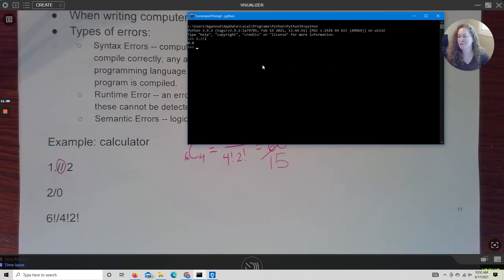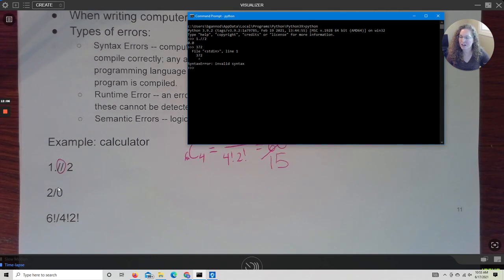Let's see what happens. Let me show you what a syntax error would look like. Let's do 3 question mark 2. Notice it says syntax error, invalid syntax, and there's a caret pointing to it. I don't know what this question mark in between these numbers means. So that's an example of a syntax error. It'll even point you to the right spot to show you where you've made the syntax error, so they tend to be pretty easy to fix.